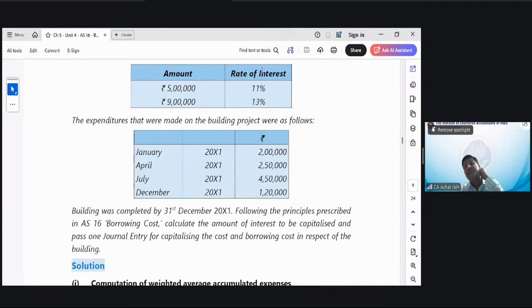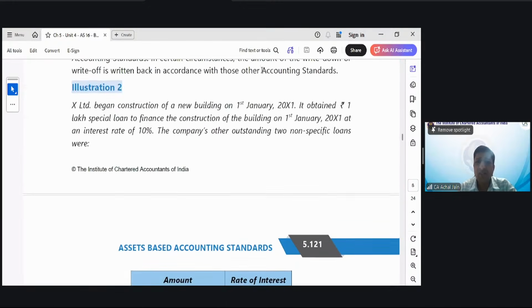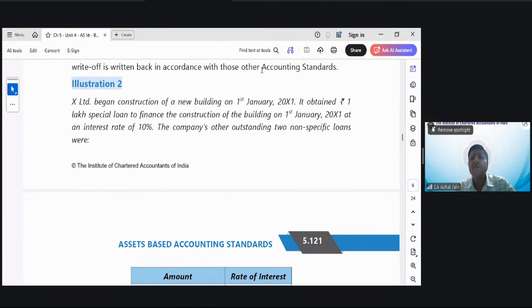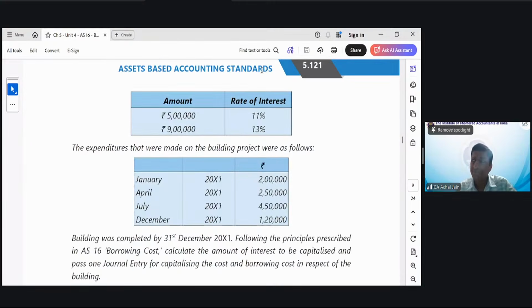The expenditures that were made on the building were as follows: 2 lakh in January, 2 lakh 50,000 in April, 4 lakh 50,000 in July, 1 lakh 20,000 in December. So now in this case, what is the amount of specific purpose loan? 1 lakh only.